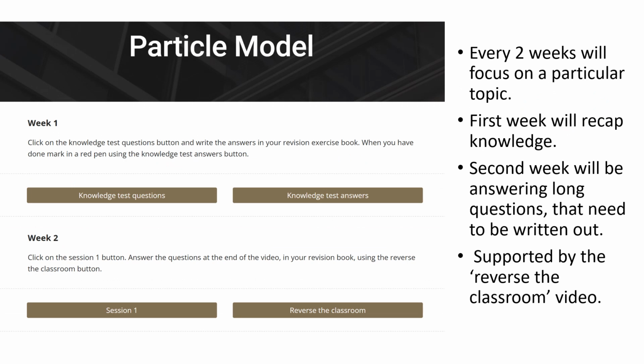The first one is week 1 and week 2. Each unit, so this one is the very first unit studied in Year 7, is for the particle model. Over a 2-week period, we focus on the particle model and you do activities based on information that you need to be able to pass your exam. So every 2 weeks, a particular topic.